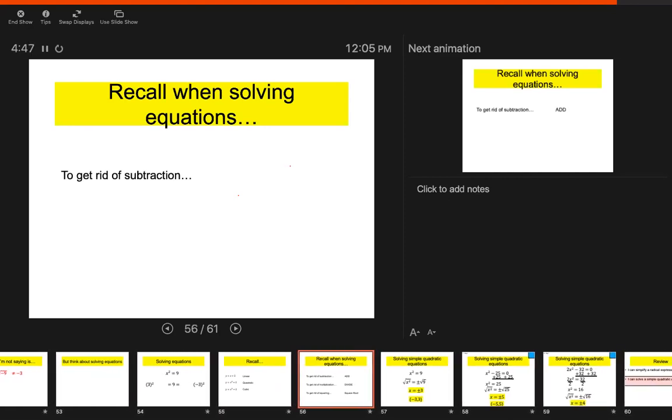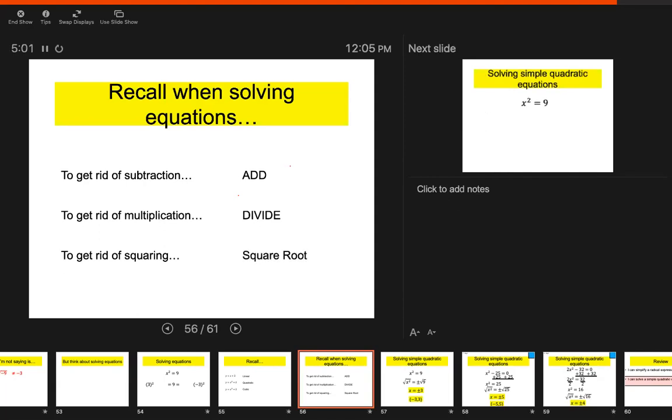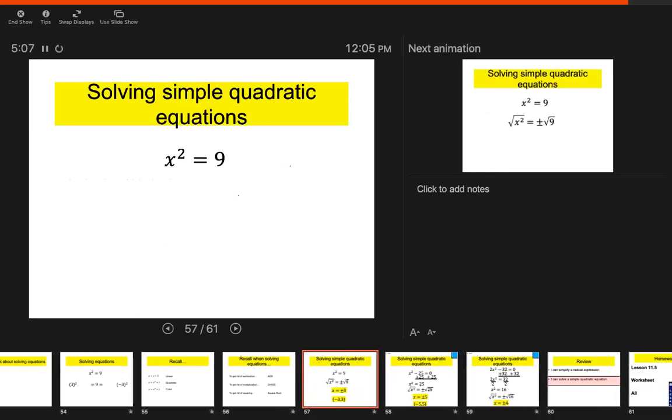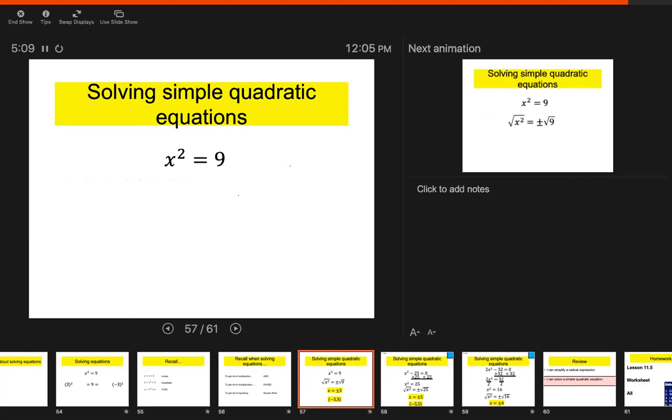Recall also that when we get rid of subtraction, when we're doing algebra, we add, right? That's how you get rid of subtraction. To get rid of multiplication, you divide. And we also now recall that to get rid of squaring, you do the inverse, and the inverse is square rooting. What does all this mean? It means that today, the last thing we're going to do is solve equations that have the variable squared. So we're going to solve this equation right here.